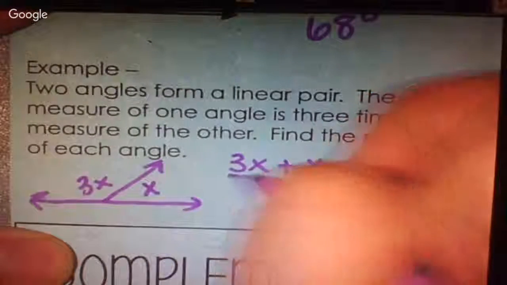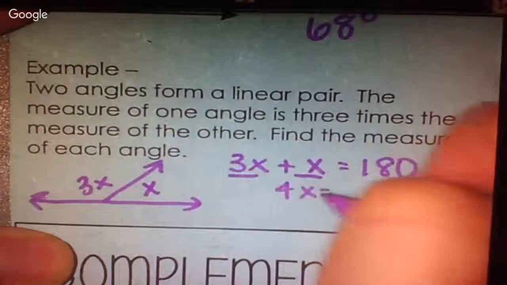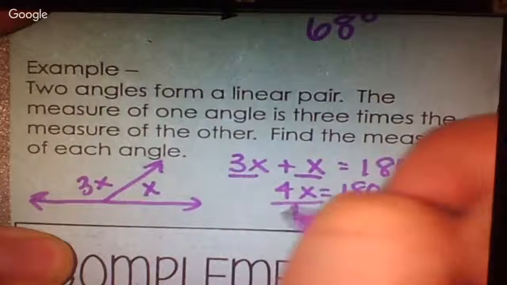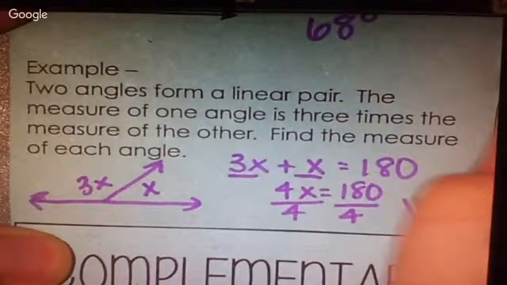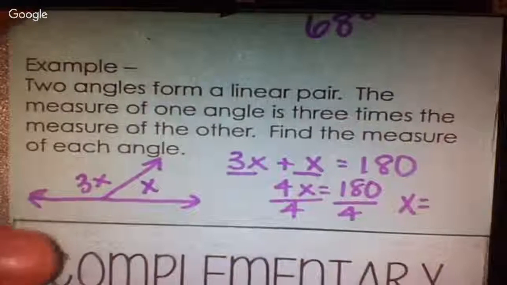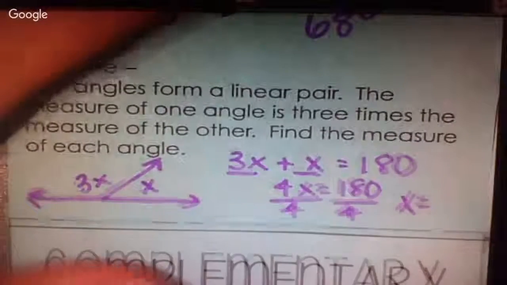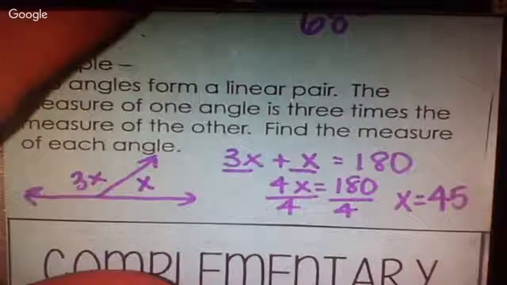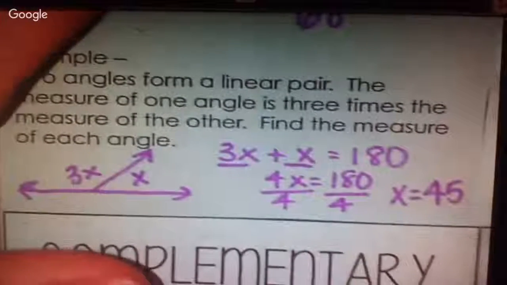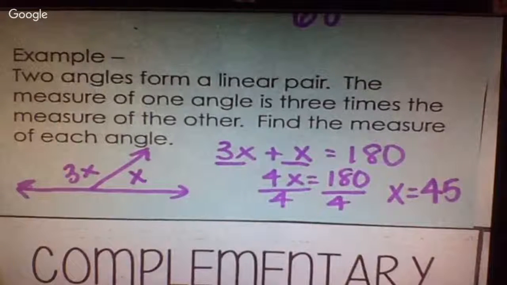So that means we combine like terms. 4X is 180. Divide by 4. X equals... Hold up, I got a calculator. Nobody say anything. Everybody quiet. 60? No, it's 45. Right, everybody, 45. So you messed me up.